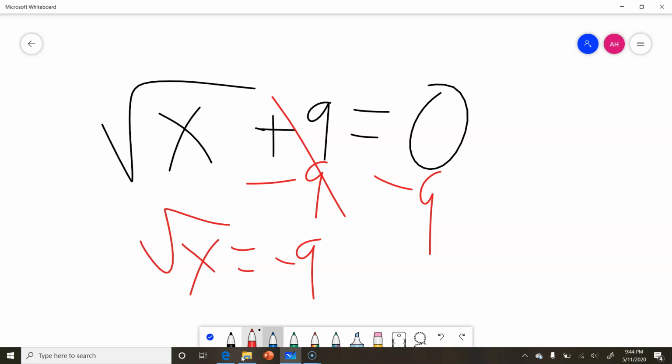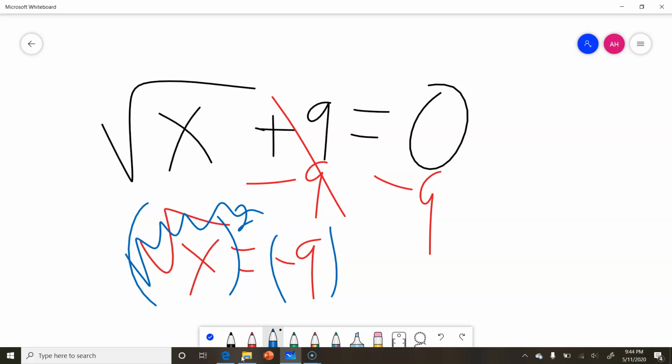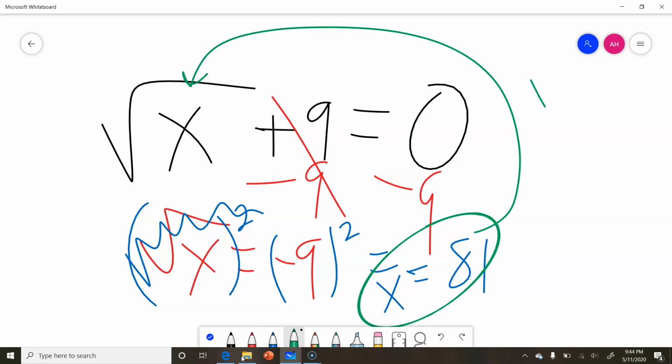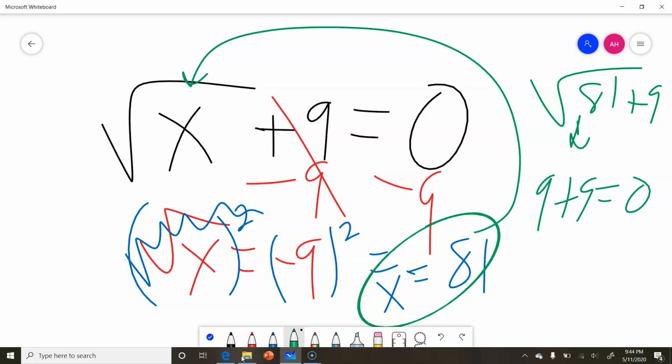Now, that sounds good, right? Because I can square this, get rid of that, and square this, and get 81. So you would think x equals 81, but let's try it. I put it back in this equation. The square root of 81 plus 9. So this becomes, the square root of 81 becomes 9 plus 9, and 9 plus 9 does not equal 0. It equals 18. Why does it not work?